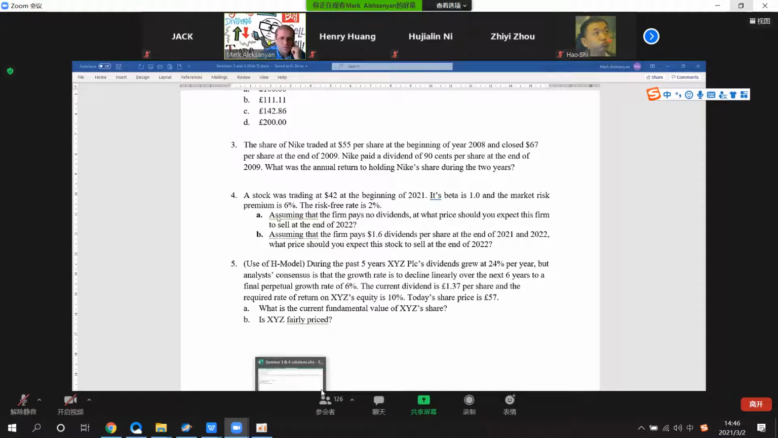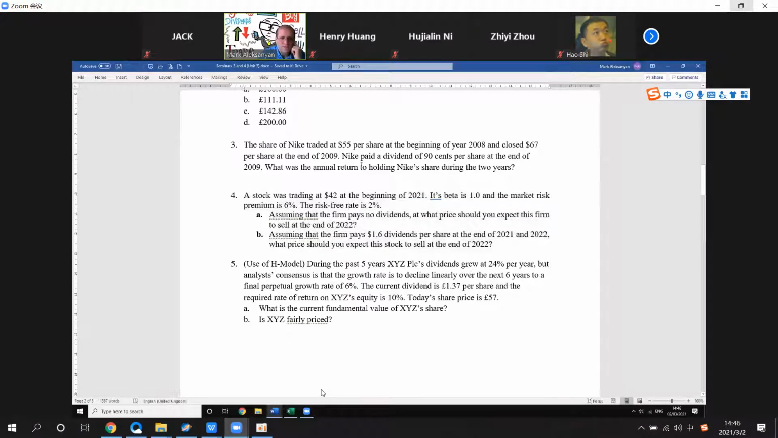We're going to solve part A, similar to what we've done in previous questions. So a stock is trading at $42 at the beginning of 2021. Its beta is 1, the market risk premium is 6%, the risk-free rate is 2%, and we assume the company pays no dividend. So at what price should you expect this firm to sell at the end of 2022?